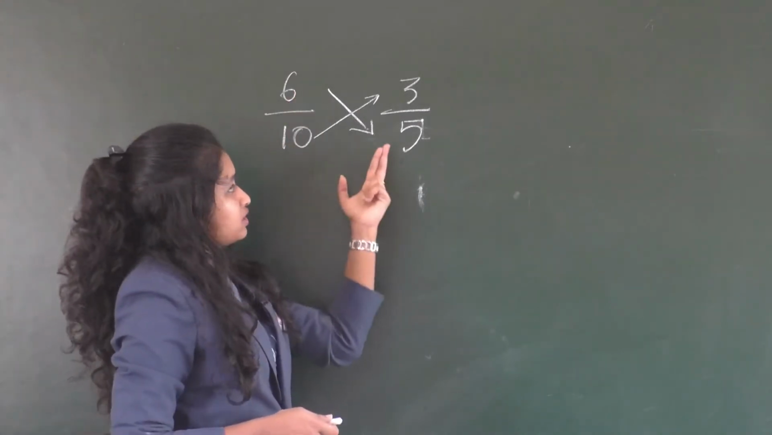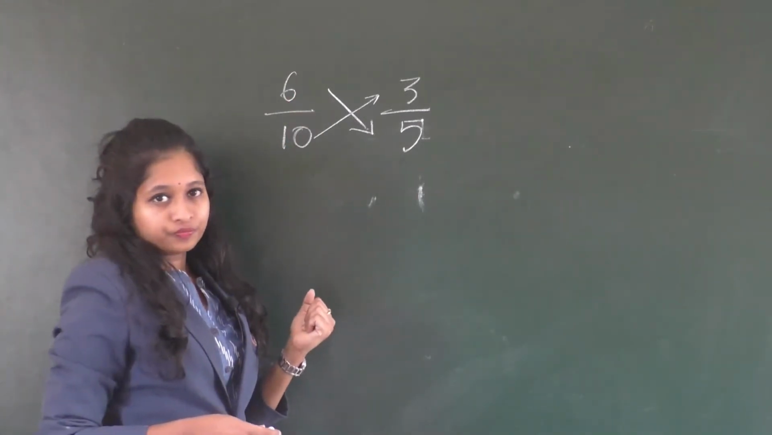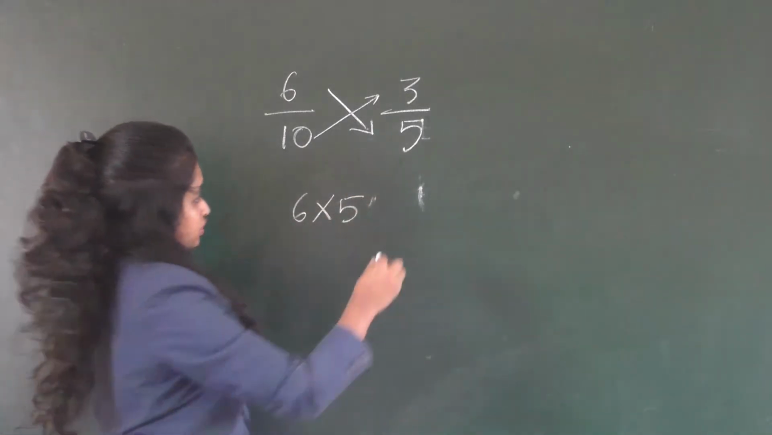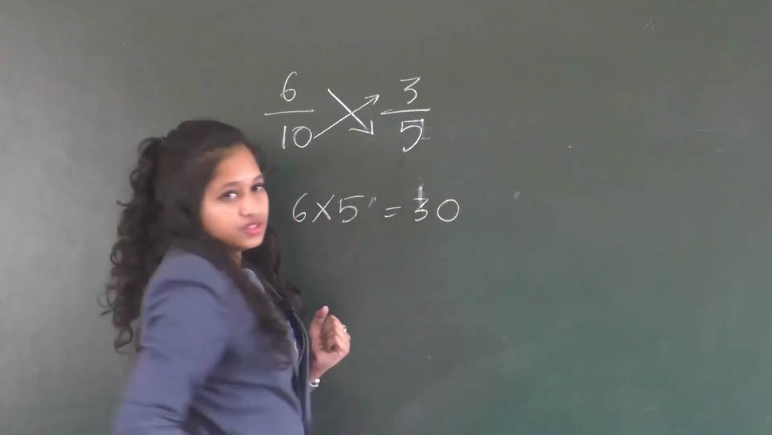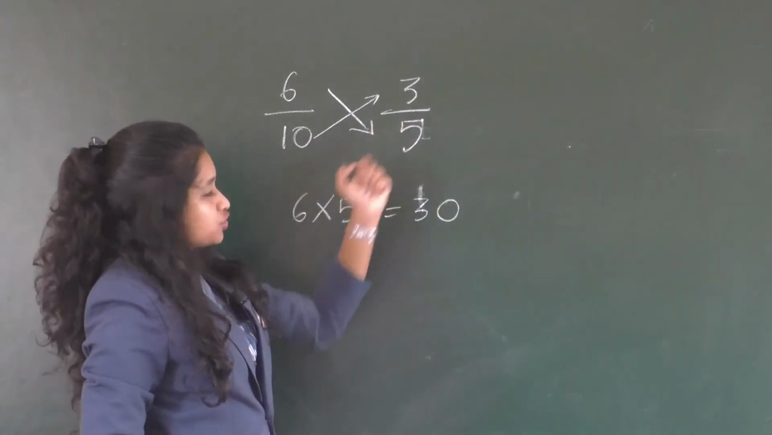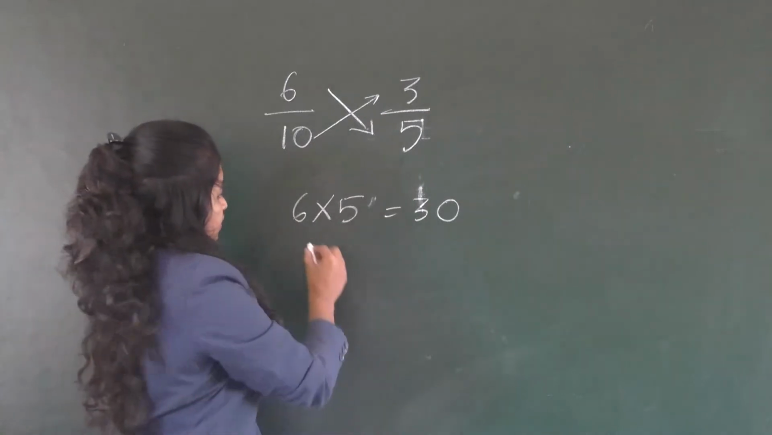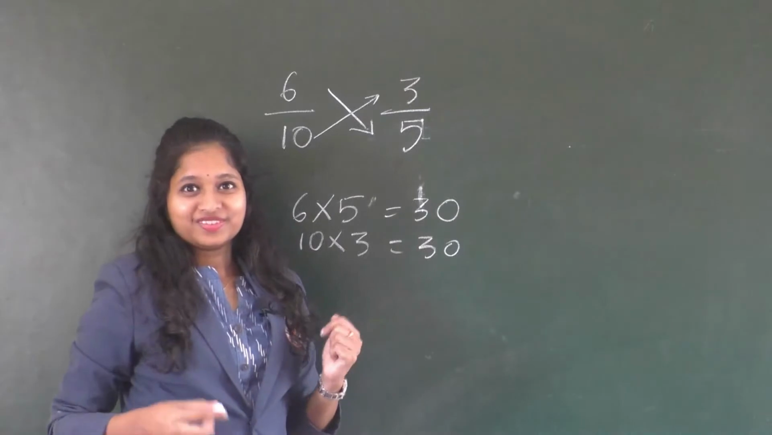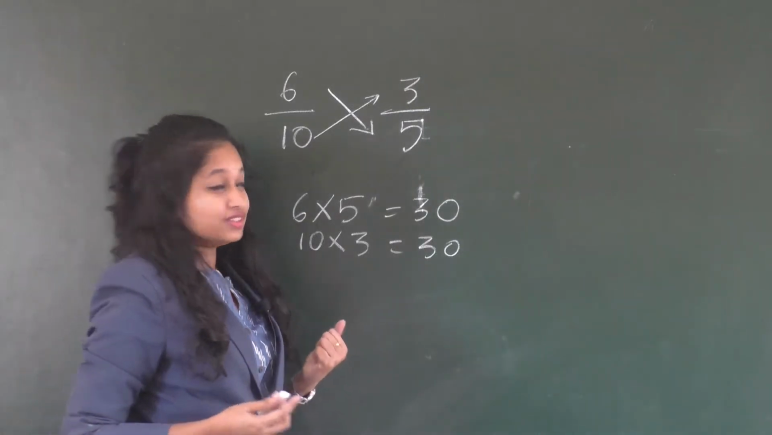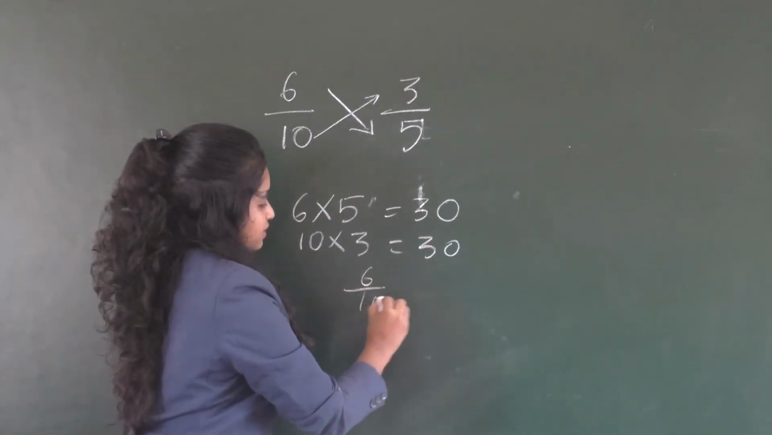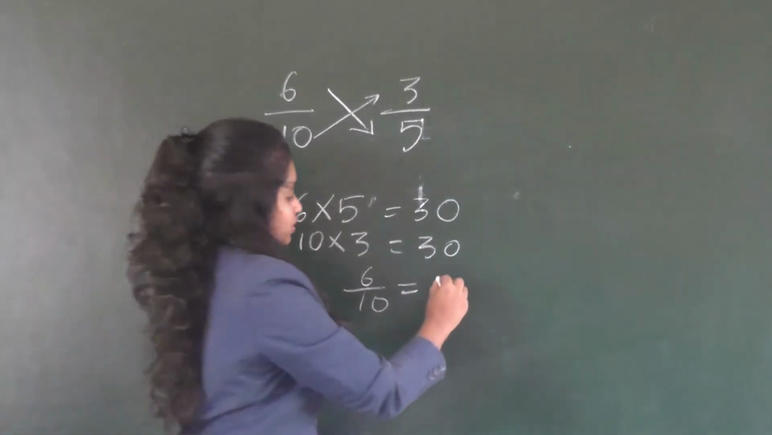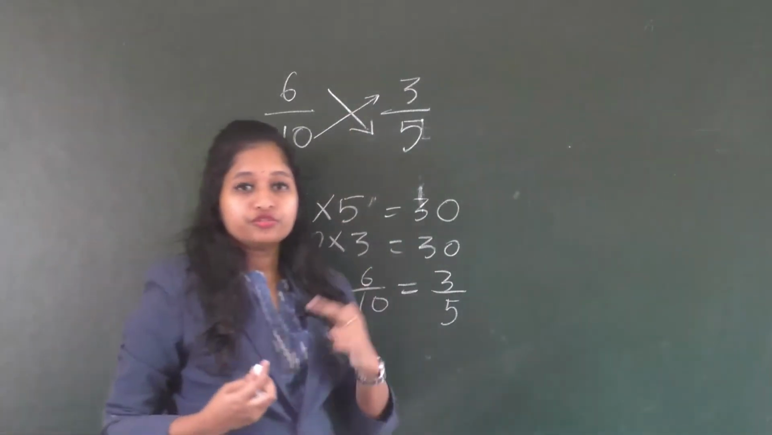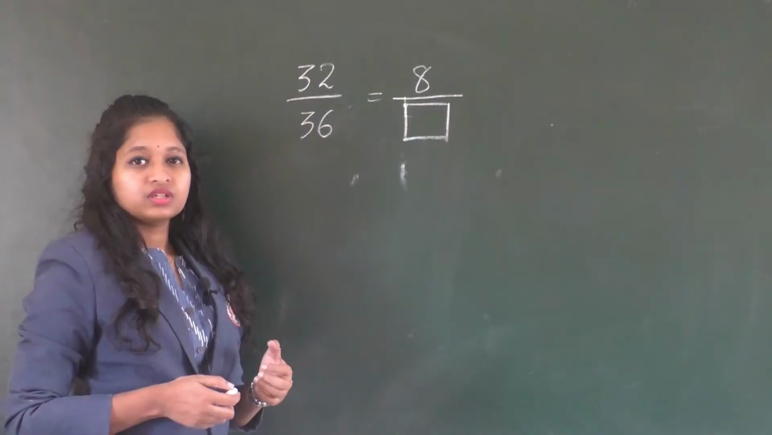So what is 6 into 5? 6 into 5. It is 30, isn't it? Now what is 10 into 3? 10 into 3 is also 30. Yes. So what can we conclude? 6 by 10 is equivalent to 3 by 5. So this is how we check whether two fractions are equivalent.